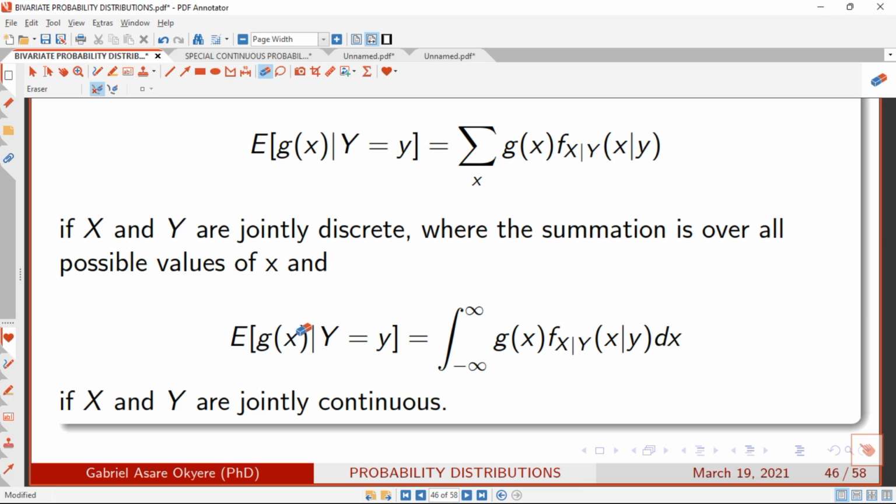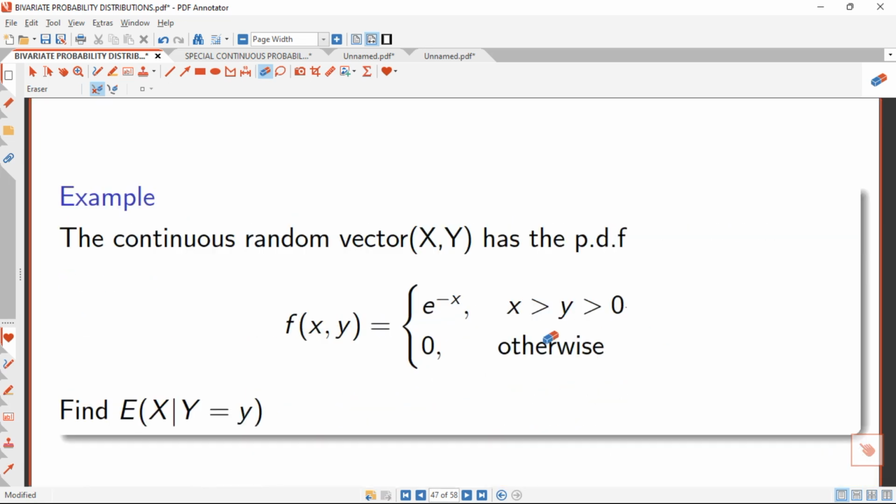And then if X and Y are jointly continuous, the only thing that changes from the discrete case is the integration sign. So we are going to integrate from negative infinity to positive infinity of g(x) times the conditional density of x given y, with respect to dx. So that is how the conditional expectation is explained. So let's get ourselves some questions to solve to better our understanding.